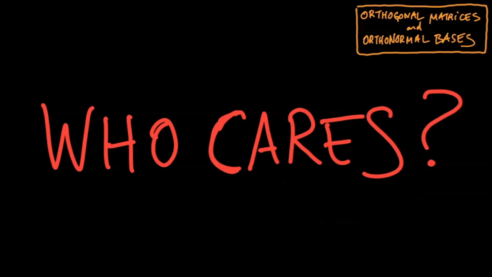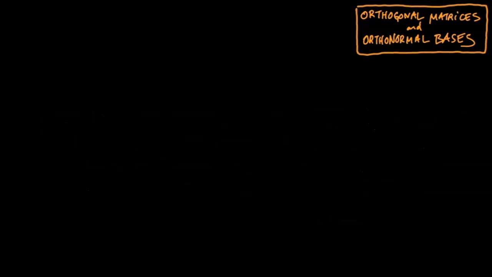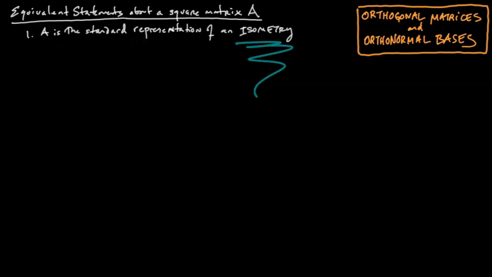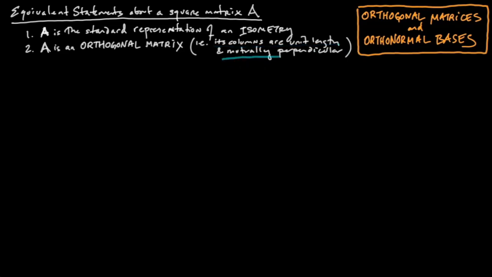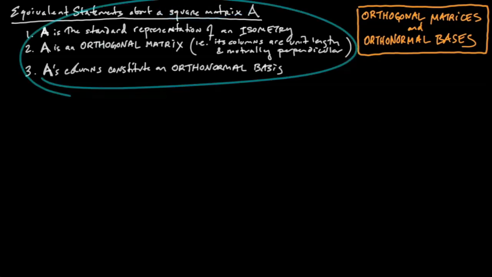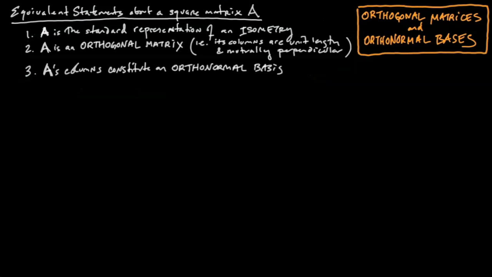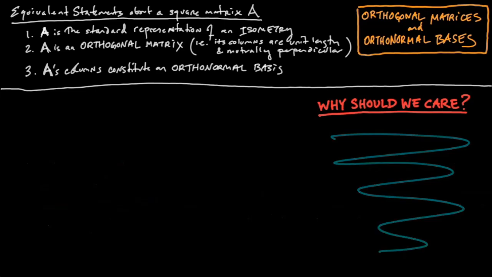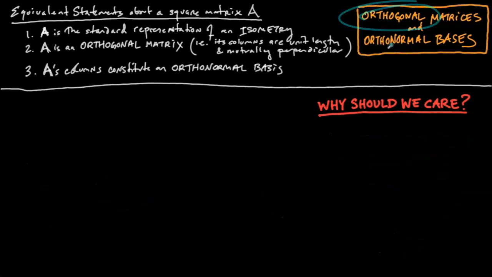We've introduced a lot of terminology and ideas and seen the ways that they are stitched together. We've seen a bunch of equivalent statements about a square matrix A. It's the standard representation of an isometry, or it's an orthogonal matrix, meaning that its columns are unit length and they are mutually perpendicular, or its columns constitute an orthonormal basis. And all of these statements stand or fall together. When we have a square matrix, it either satisfies all of them or it satisfies none of them, and there's no in between. But still, why should we care about all this stuff? Well, I will give you 3 main reasons why we should care about all things orthogonal and orthonormal.